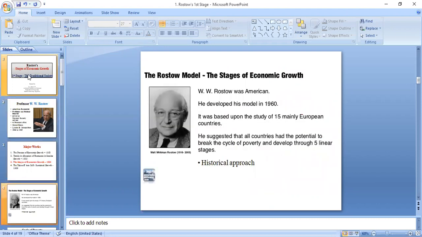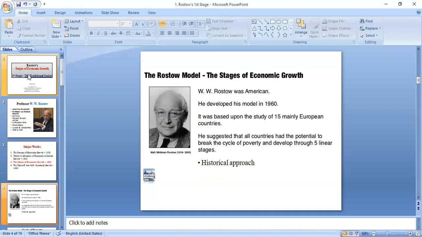It is known as the Rostow model for the stages of economic growth. He explained how a place or a region or a country can gradually become more grown or more developed based on these 5 stages. W. Rostow, an American, developed this model, as we have discussed, in 1960, and it was based on the study of 15 mainly European countries.